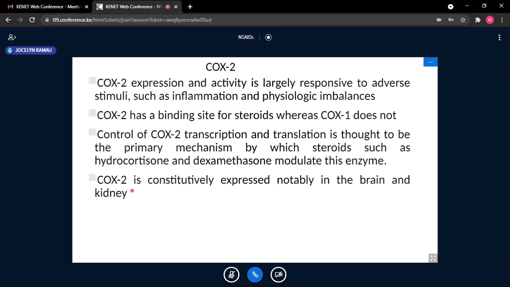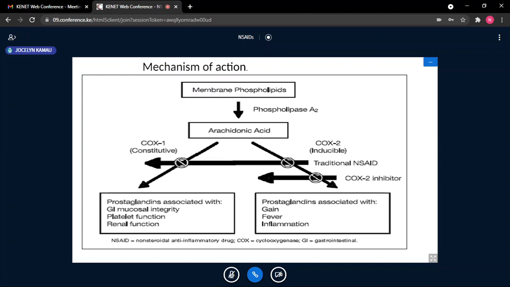COX-2 is constitutively expressed notably in the brain and the kidney. I didn't even know I had that point here. So there is some COX-2 which is constitutively expressed, but in restricted areas like the brain and kidney. But COX-1 is constitutive all over the body for the protection of the body. Then we have the inducible COX-2, which brings us all the problems that we do not want. So that's why you want a drug that goes for COX-2.